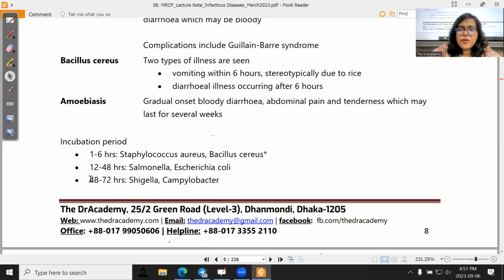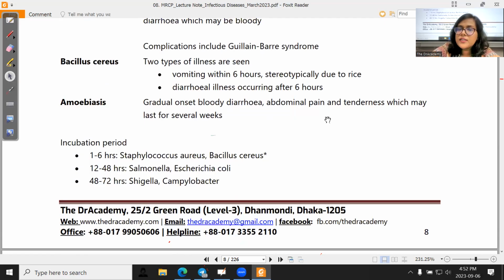So the incubation period is 1 to 6 hours in the case of Staphylococcus aureus and Bacillus cereus, the vomiting-predominant kind. But if the question is diarrhea predominant, it's usually not Bacillus cereus, because within 1 to 6 hours, if the diarrhea is taking place, it's usually Staphylococcus aureus.